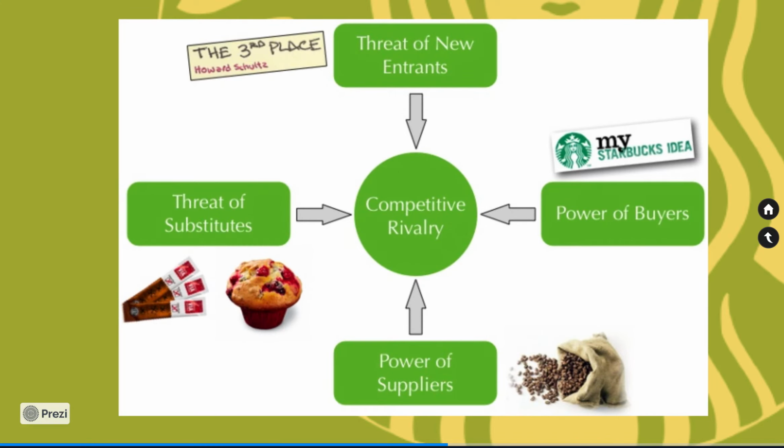As you can see, the four threats are threat of new entrants, power of buyers, threat of substitutes, and power of suppliers, which make up competitive rivalry and can be used as a competitive advantage over other competitors.